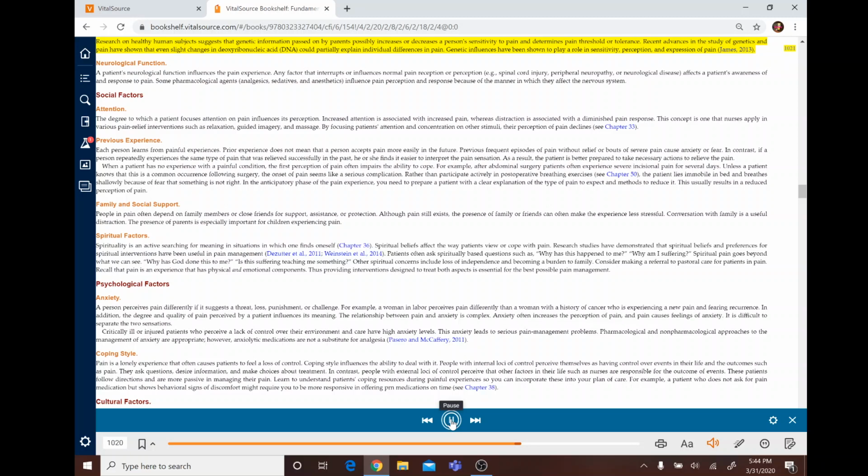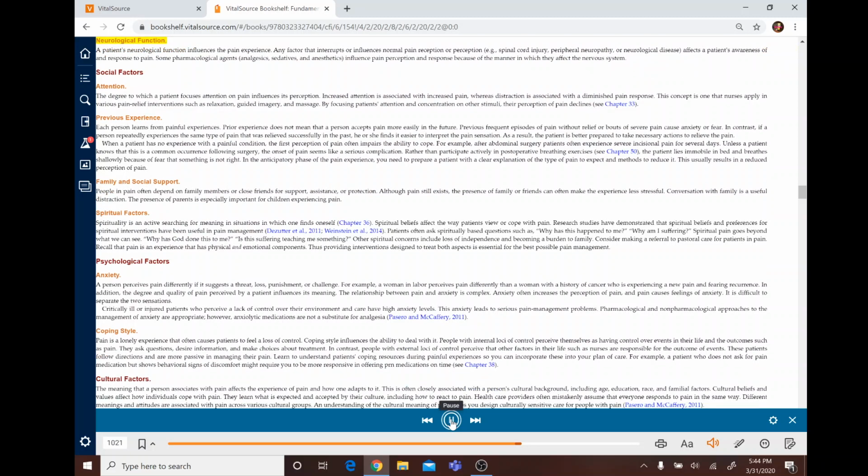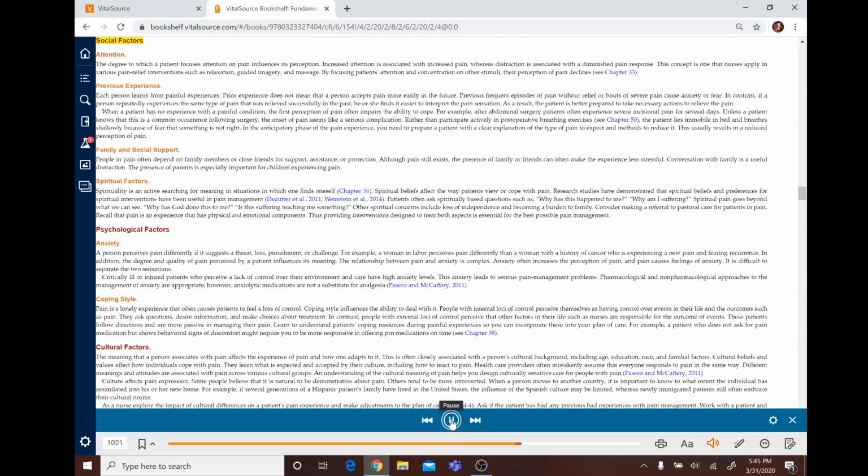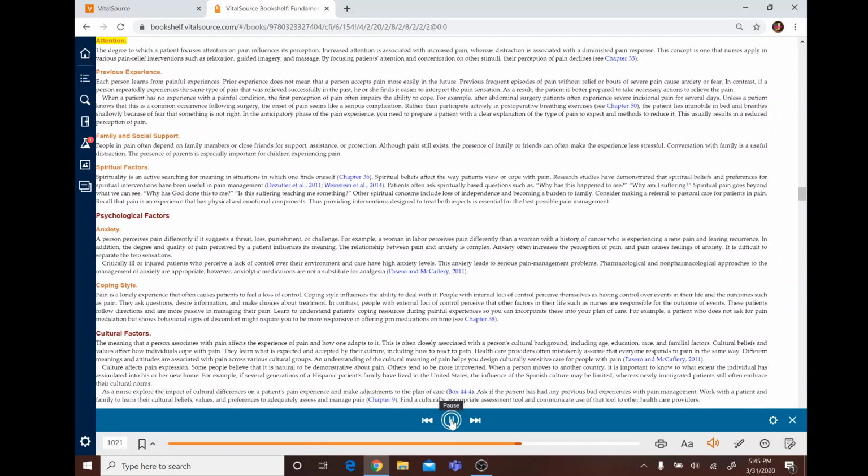Neurological function. A patient's neurological function influences the pain experience. Any factor that interrupts or influences normal pain reception or perception, for example spinal cord injury, peripheral neuropathy, or neurological disease, affects a patient's awareness of and response to pain. Some pharmacological agents, analgesics, sedatives, and anesthetics, influence pain perception and response because of the manner in which they affect the nervous system.